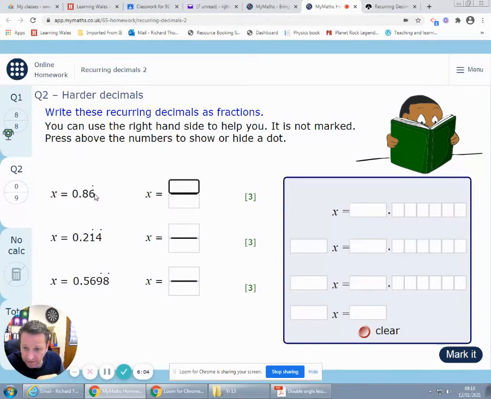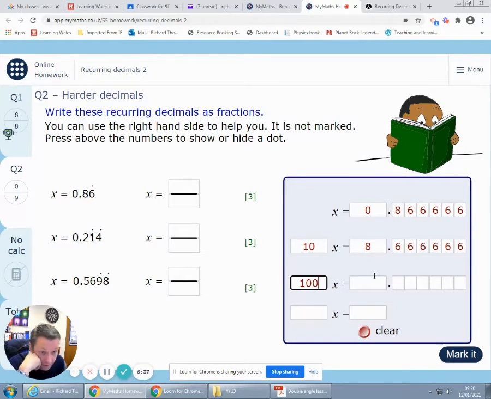X is 0.8 and the 6 is recurring. So let's type that in. 0.8, and it's just the 6 recurring there, right? So I'm going to times it by 10 first, as we did earlier, and I'll get 8.666. And you can see there, they don't match up, right? I can't subtract them because these two parts behind the decimal point don't match up. So my next step is to multiply it by 100. Multiply the original one by 100, and I'll get 86.66666.